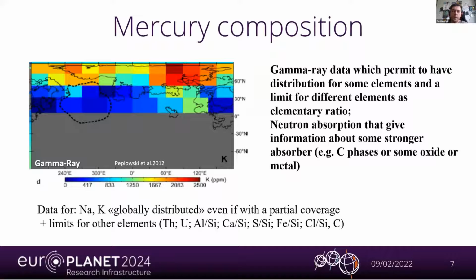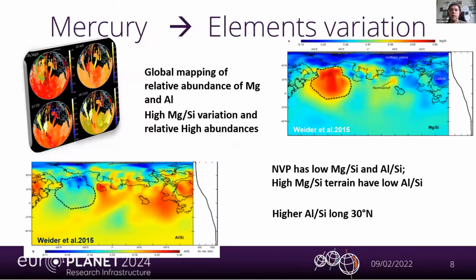Another important aspect to keep in mind from the gamma ray information is the information related to thorium and carbon that, as we'll see, give important new knowledge about Mercury's composition and potential Mercury evolution. If we enter a little bit more into detail on this information, we can see the distribution of some of these elements over the surface.